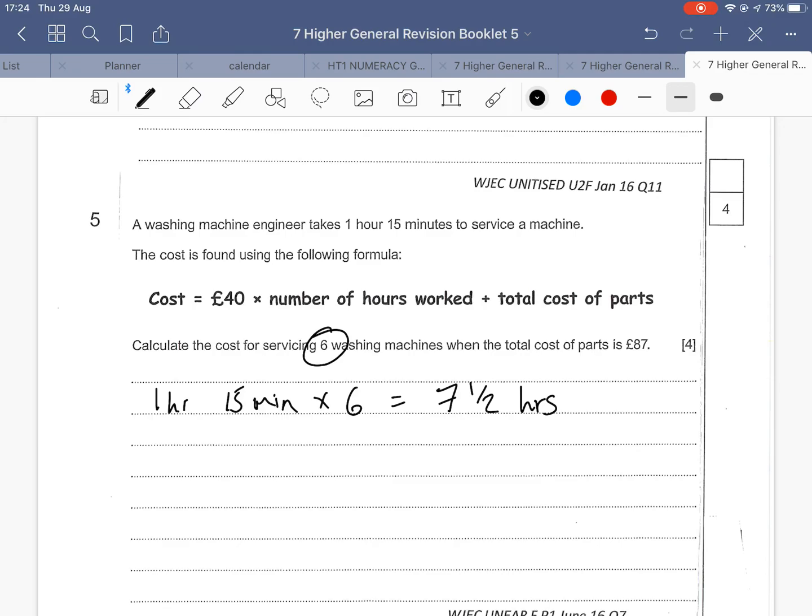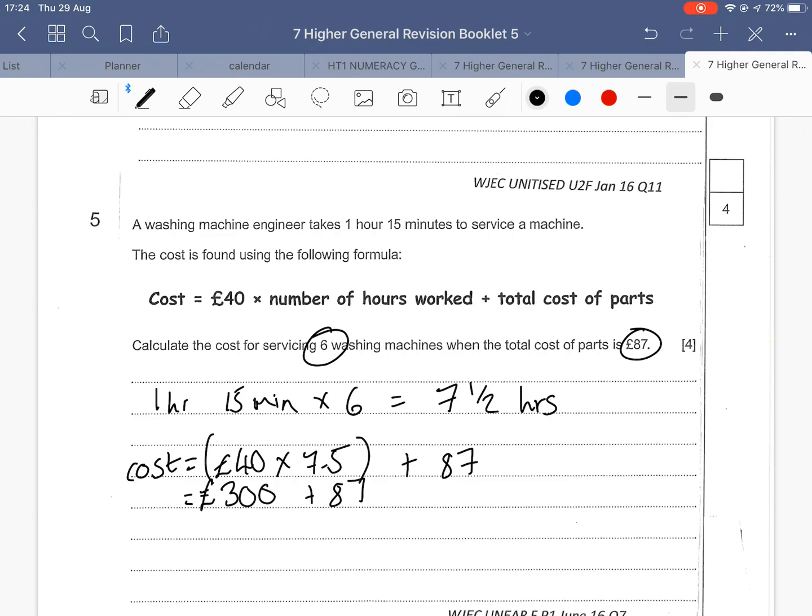So the cost then, so number of hours worked 7.5. Total cost of parts is £87, so we can work out. So our cost is £40 times the number of hours worked, so 7.5. You could have done that a number of different ways. And then plus £87. Important you do this before you add £87. So 40 times 7.5, you times by 7, then times by a half. A half of 40 is obviously 20. So you get £300. So 280 add 20 plus £87 gives me £387. Again, pretty straightforward, as long as you're just working out an hour and 15 times 6. That's probably the trickiest bit, maybe.